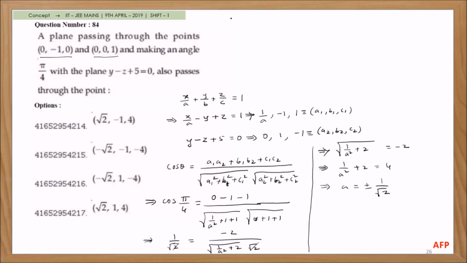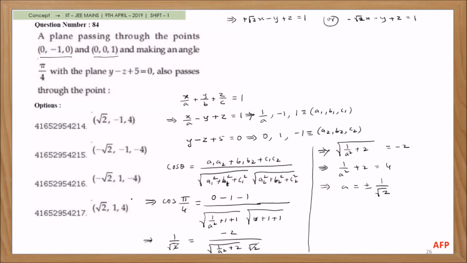Okay. So we will write the equation here. Two equations we are going to get. So first, for a equals 1 divided by root 2, plus root 2 x minus y plus z is equals to 1, and if you substitute the minus sign, minus root 2 x minus y plus z is equals to 1. So these are the two equations we got, and which point will satisfy? If you substitute any point in this, it will not satisfy.